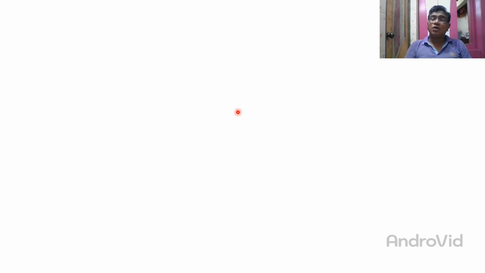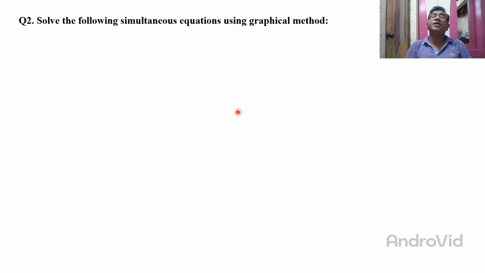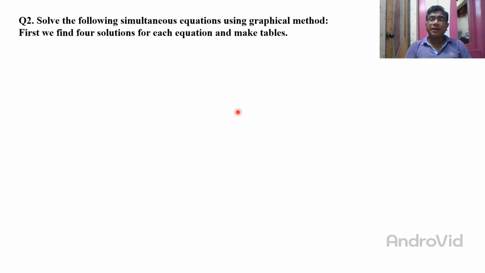I hope that all of my students understand it very well, how we can complete the table to solve graphically or to solve the values. So here question number two is given. Solve the following simultaneous equations using the graphical method. With the help of the graphical method you want to solve the simultaneous equations.